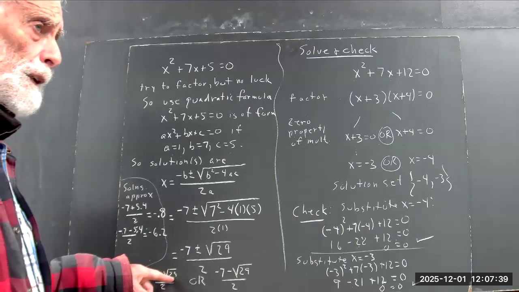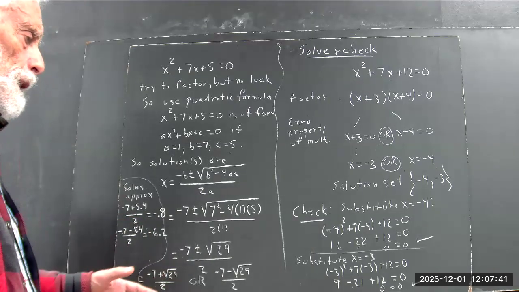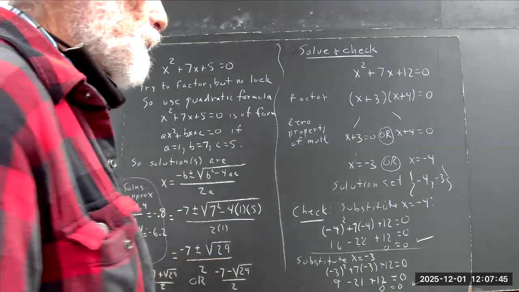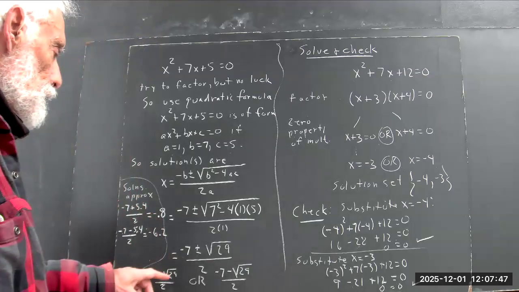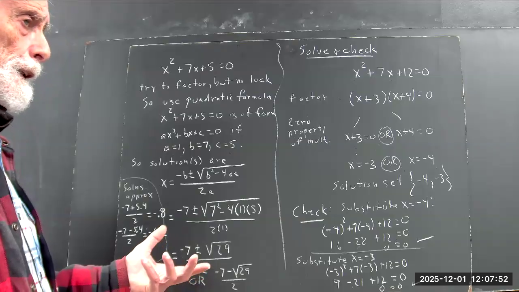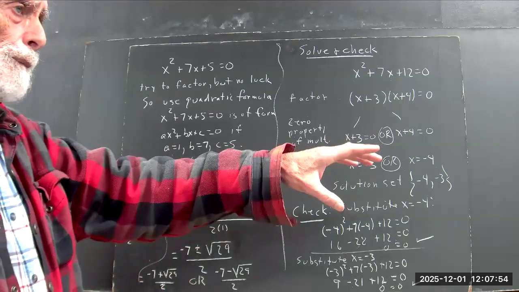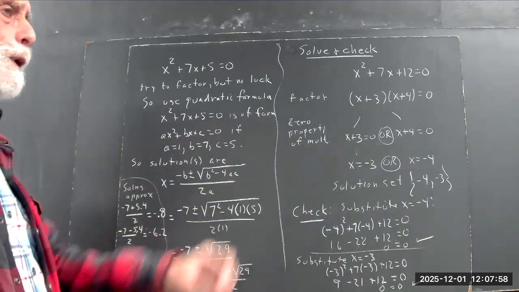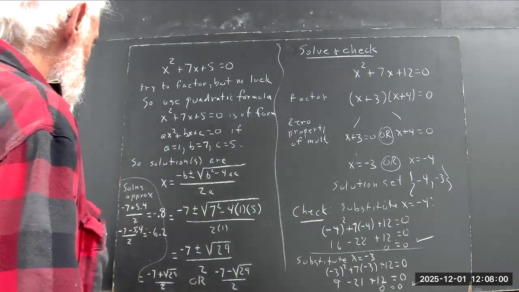Now, these aren't exact. Square root of 29, if you put it into your calculator, it'll give you as many decimal places as your calculator has room for, because this is an irrational number. It can't be expressed as a decimal exactly, because it keeps going forever. And it can't be expressed as a fraction because that decimal never repeats. Okay.